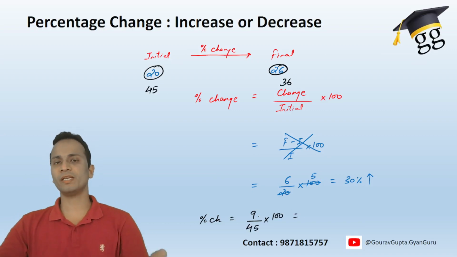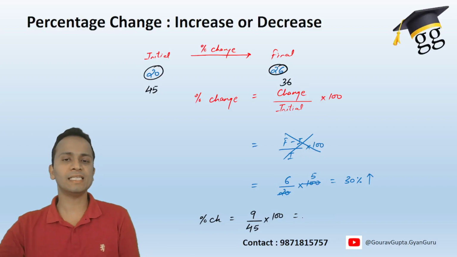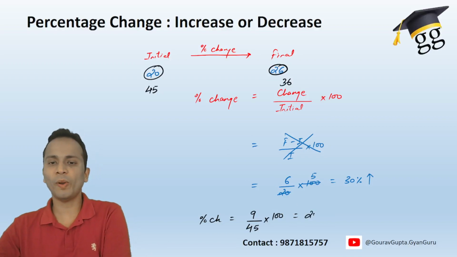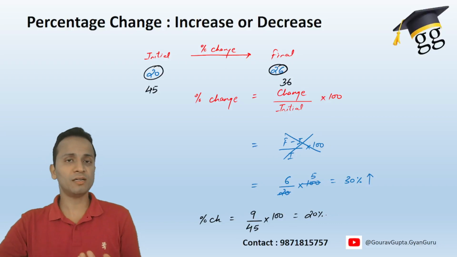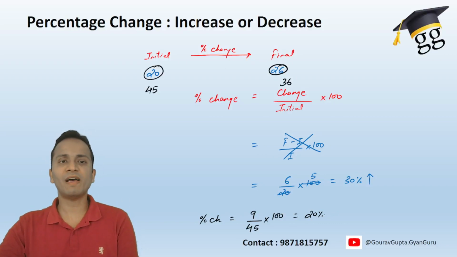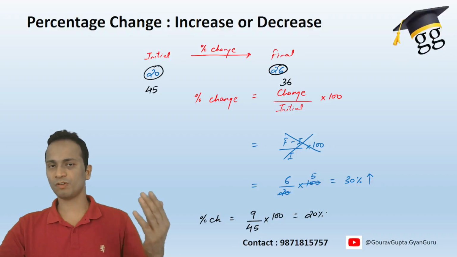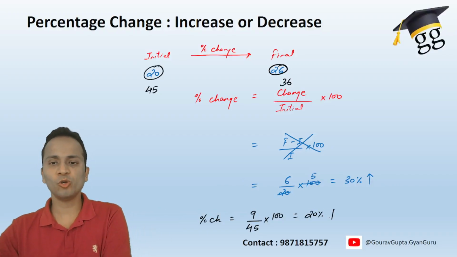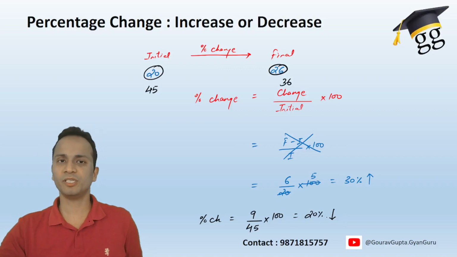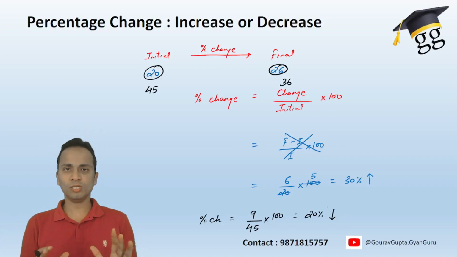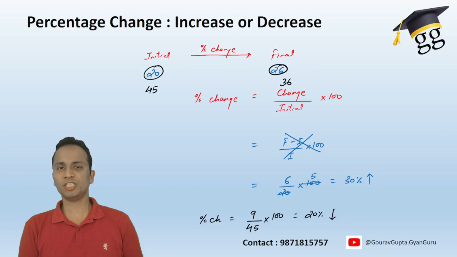Okay, so you can calculate this, and this change will come out to be 20% upon simplification. Nature of change find out करना है. So initial value is more than the final value. Value में decrease हो रहा है. So you can say that there is a decrease of 20%. Right? So this is how we calculate percentage change.